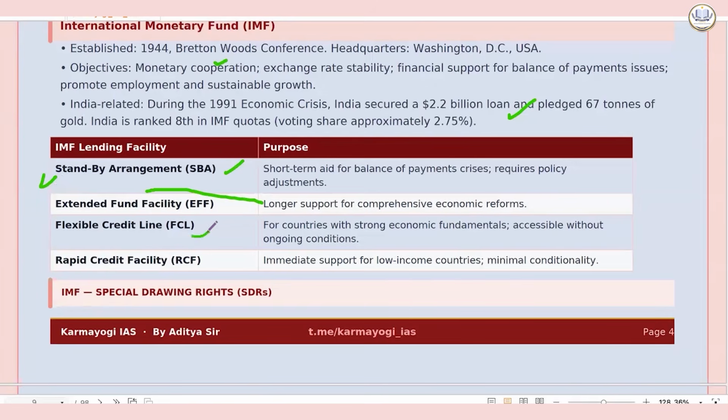Then we have flexible credit lines for countries with strong economic fundamentals. This is accessible without ongoing conditions. And we have a rapid credit facility. It provides immediate support for low income countries with minimum conditionality. Okay.